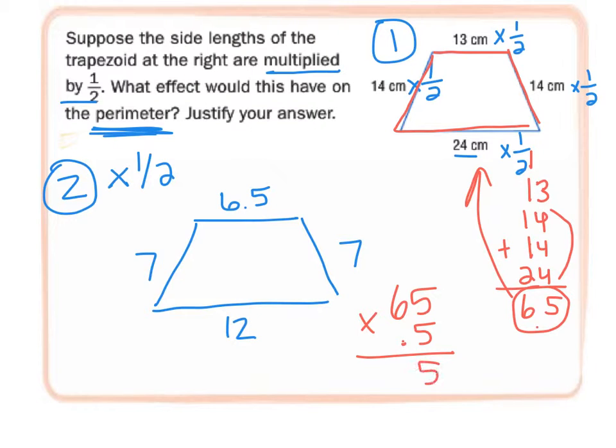So 5 times 5 is 25. 5 times 6 is 30, plus 2 is 32. There's one decimal spot, so 32.5 would be the new perimeter.